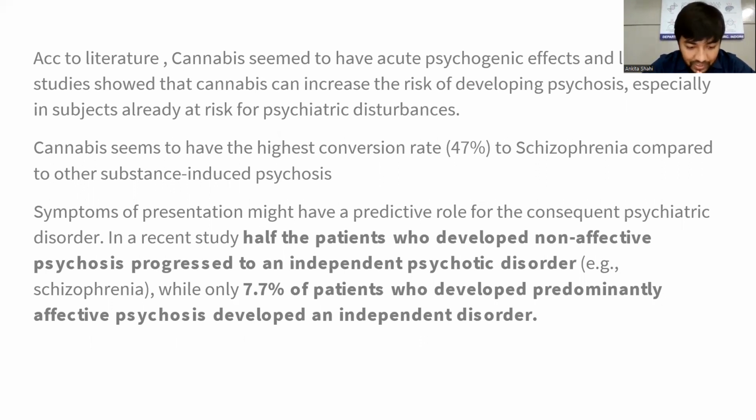So this is again an interesting relation, which has been long discussed in psychiatry, but no conclusive things have been found. Symptoms of presentation might have a predictive role for the consequent psychiatric disorder. So in a recent study, half the patients who developed non-affective psychosis progressed to an independent psychotic disorder, while only 7.7% of people who developed predominantly affective psychosis developed an independent disorder. So again, non-affective psychosis, right? Primary negative symptoms, cognitive disturbance, thought disturbances, basically. So formal thought disorder, things like that, more predispose to, or more point towards, a primary psychiatric illness.